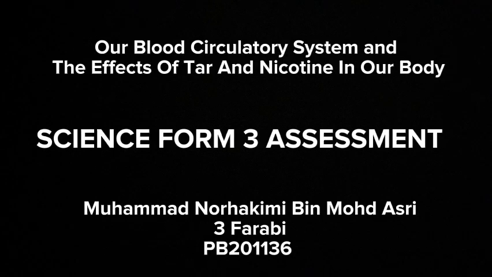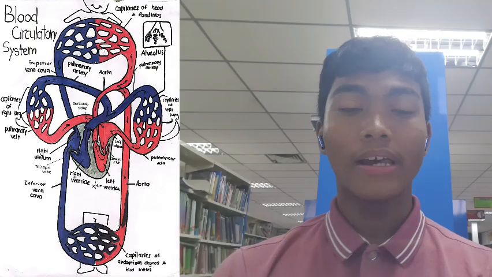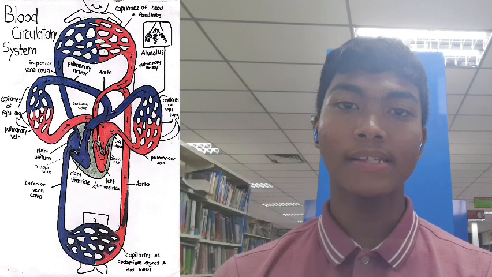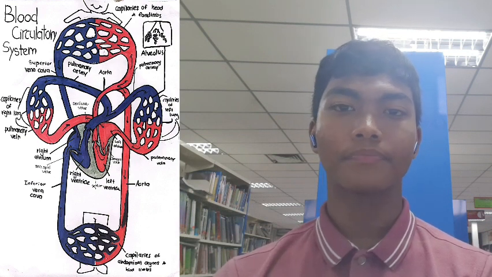My name is Muhammad Norhakimi bin Muhammad Asri from class 3 Farabi, college number PB201136. Today, I'll be talking and presenting about the blood circulatory system and the effects of tar and nicotine in our body. Let's begin with how our blood circulatory system works.